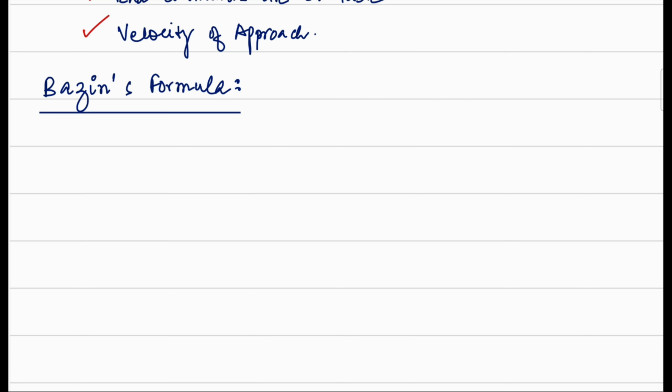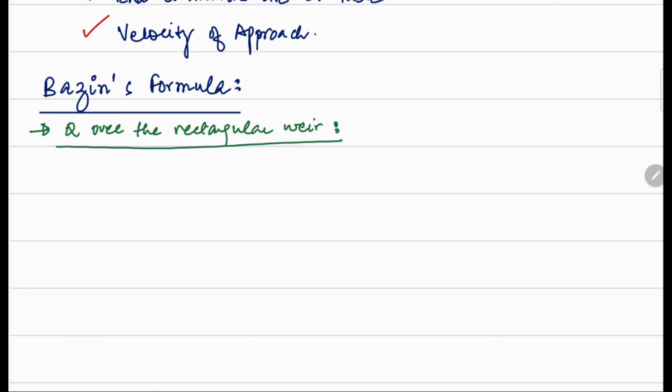Similar to the Francis formula, Bazin also proposed the formula of the discharge over a rectangular weir, which is based upon the findings of a series of experiments. So we need to remember that this particular equation should be used for the estimation of discharge over the rectangular weir.